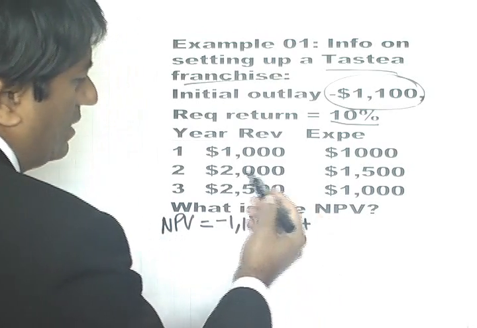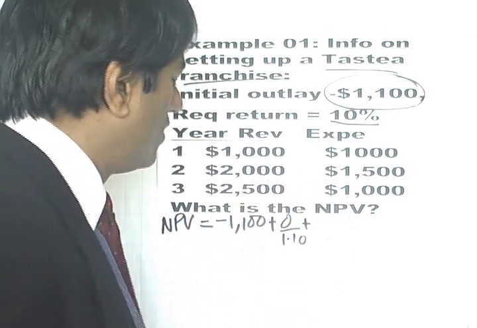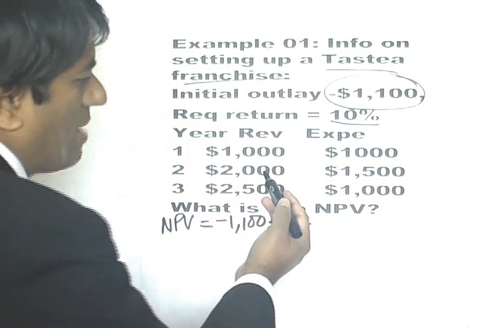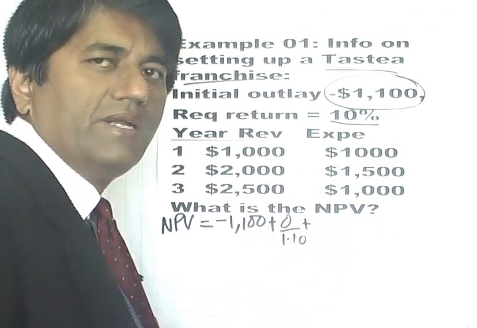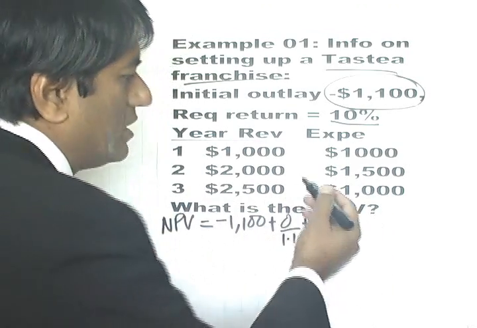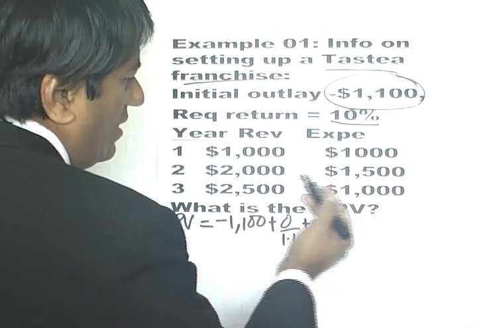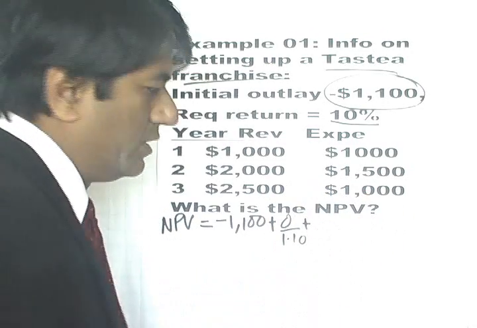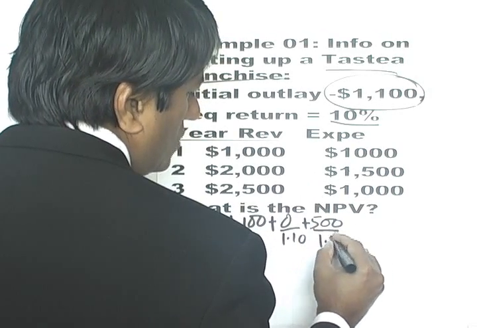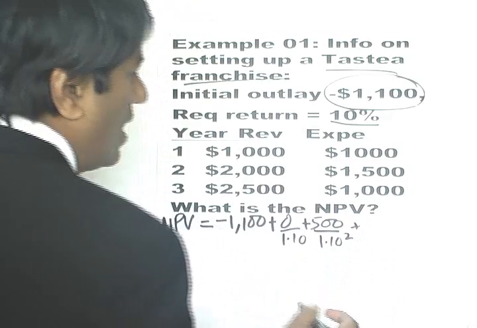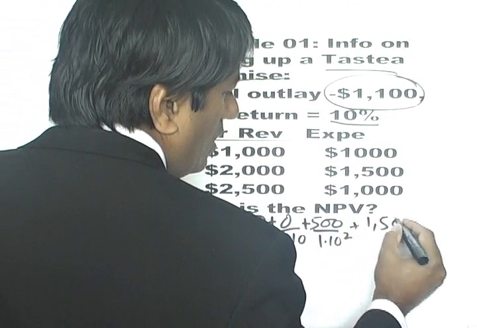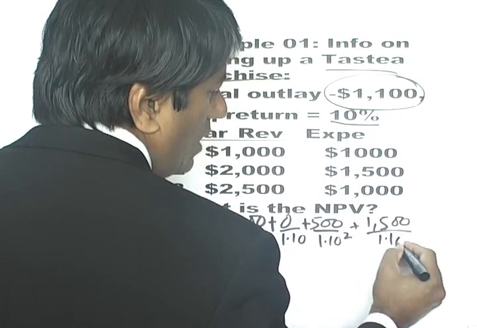Plus the second year actually produces a net profit of 500, and you want to bring it back to the present. I could bring back the 2000 and the 1500 separately, but I'd be dividing them by the same factor, 1.1. So I can just do the subtraction right here at the second year and just bring back the 500. So that'll be 500 divided by 1 plus 10% squared, plus 1500 divided by 1.10 cubed.